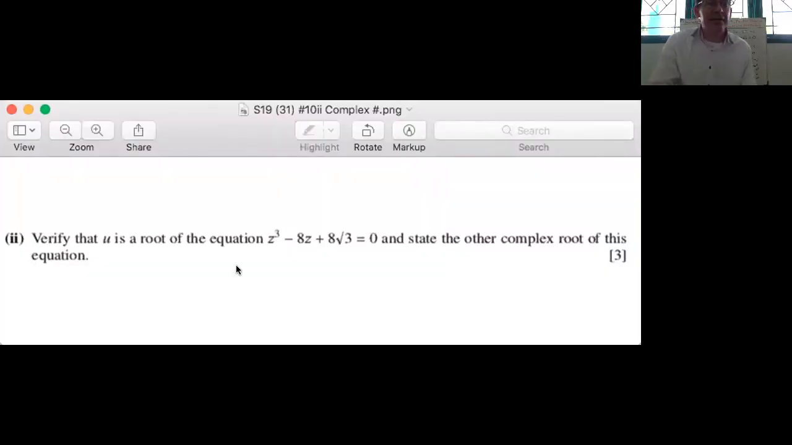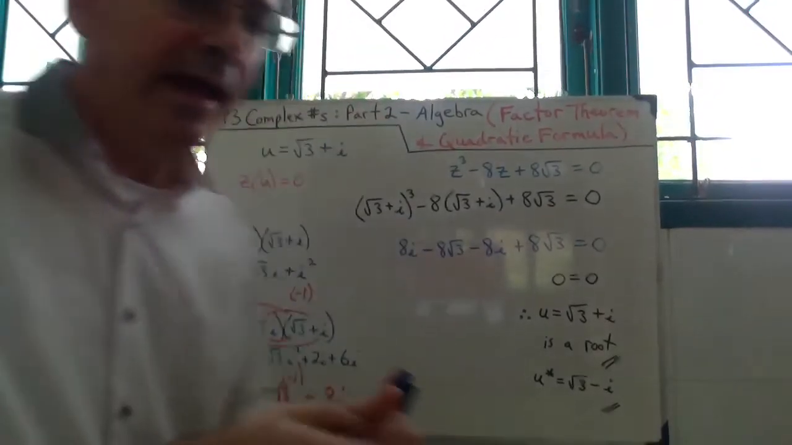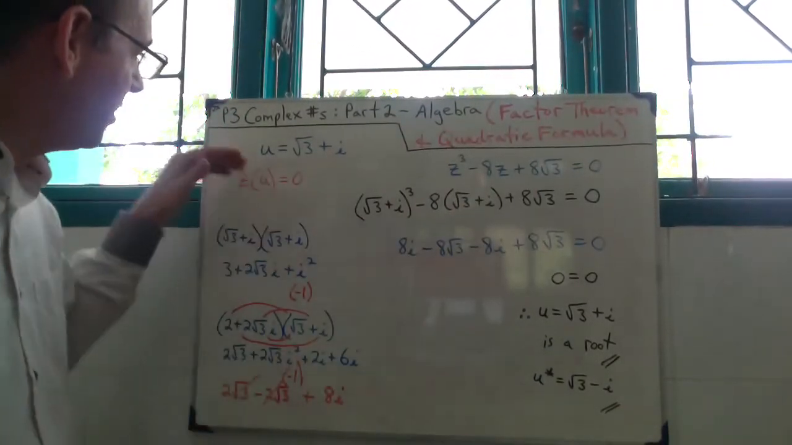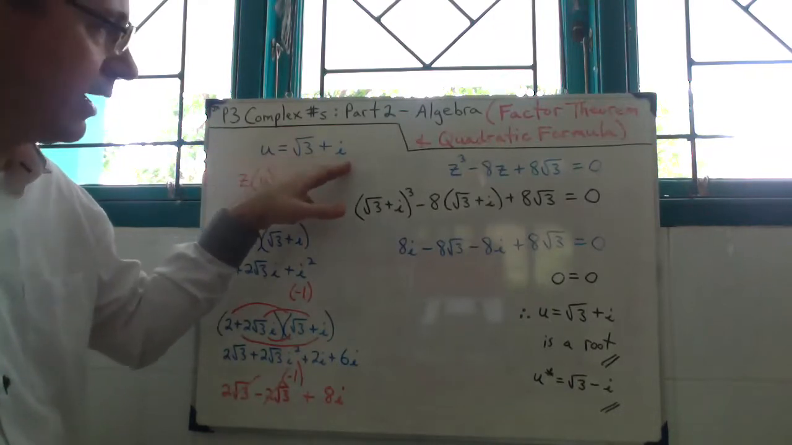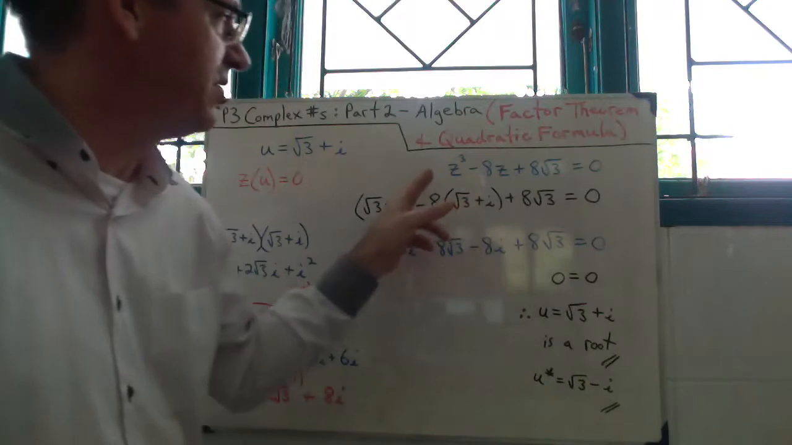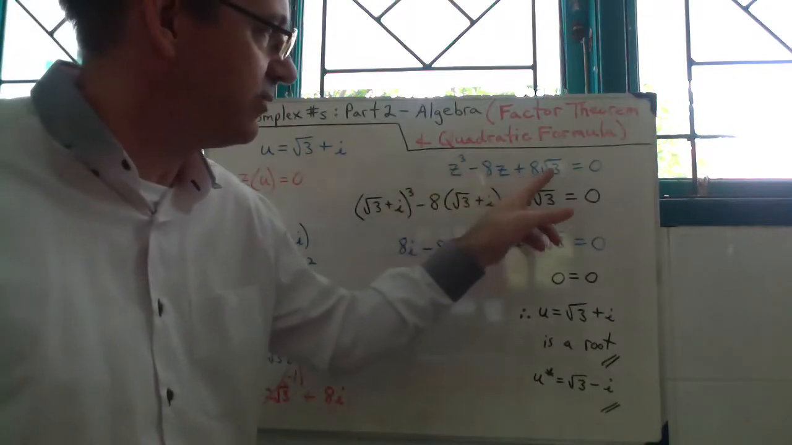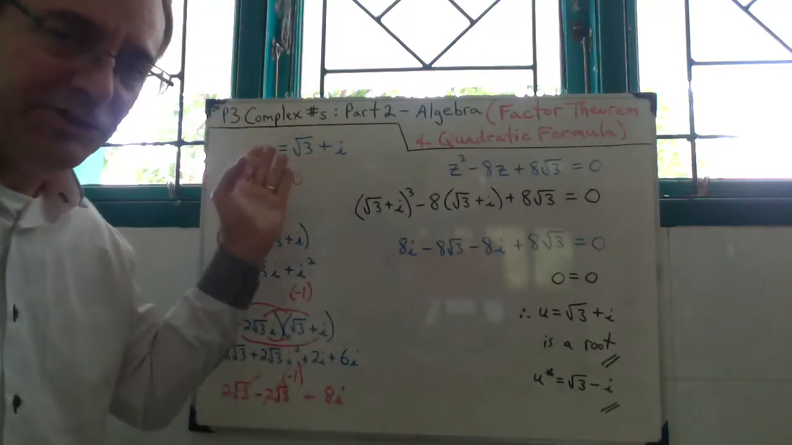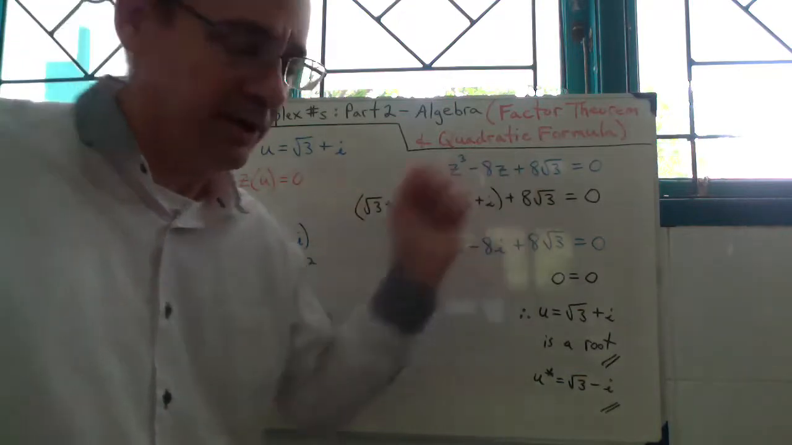It says verify that u is a root of the equation z cubed minus 8z plus 8 root 3 equals 0 and state the other complex root of this equation. Now let's go back to the board here. I've already written what u is. U was given in the previous part of the question. U is root 3 plus i, and it gives us this equation z cubed minus 8z plus 8 root 3 equals 0. And it asks us to verify that u is a root of this polynomial.